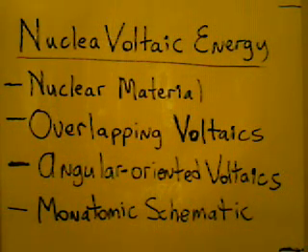Nucleavoltaic energy, of course, uses nuclear material for the source of radiation. See, solar radiation and nuclear radiation are both types of radiation. And if you can take one type of radiation and capture it with voltaics and create energy, then you might be able to use other sources of radiation. So you get the idea. If you can do it with solar radiation, why not nuclear radiation?